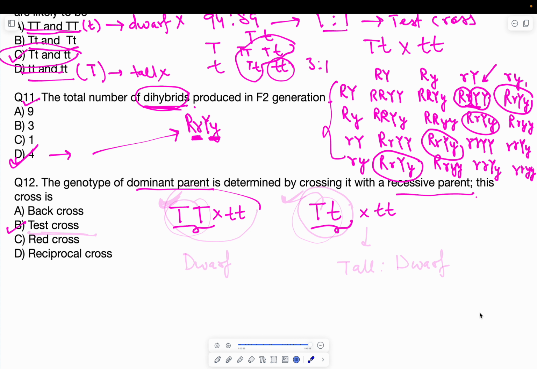In this case, there is no possibility of a dwarf plant, but if the selected dominant parent is heterozygous, there will be a possibility of both tall and dwarf, right? So you can decipher the genotype of the dominant parent here, right? So the answer is the test cross.